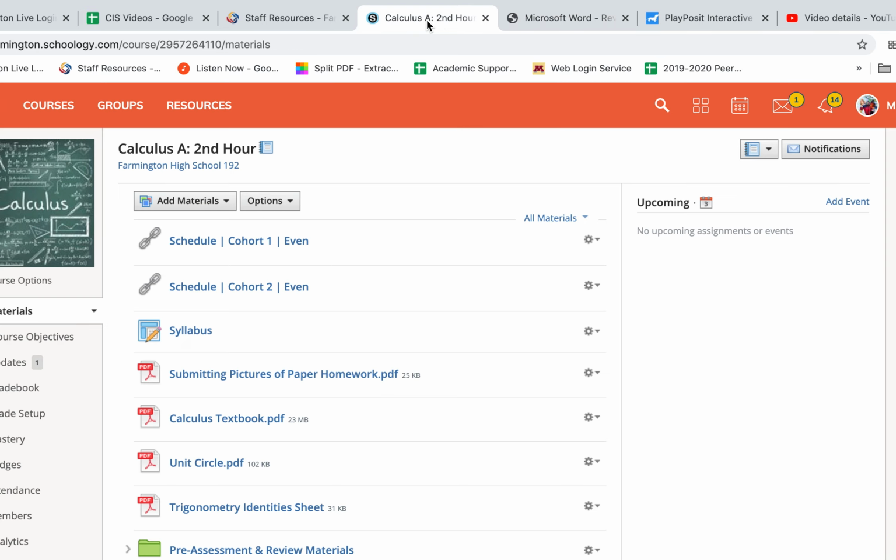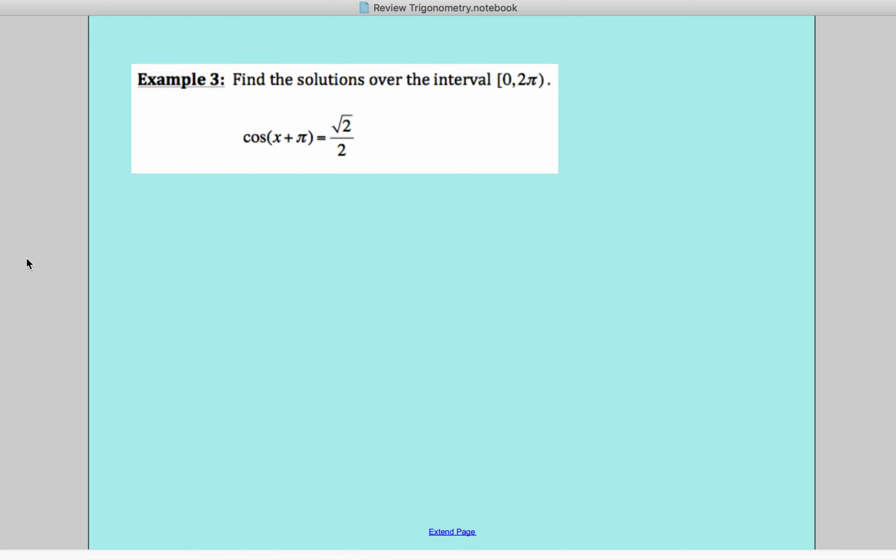Okay, then we are going to go ahead and skip example 3. It's not on our worksheet and we don't see it again, so we're not going to worry about it today. So we're skipping example 3. No need to worry about that.